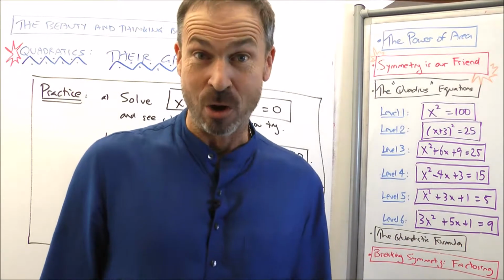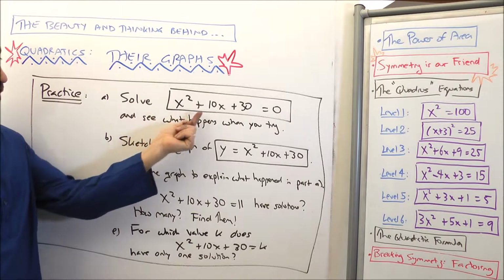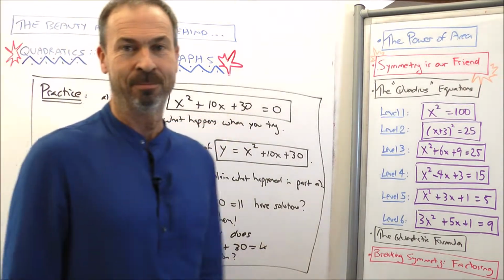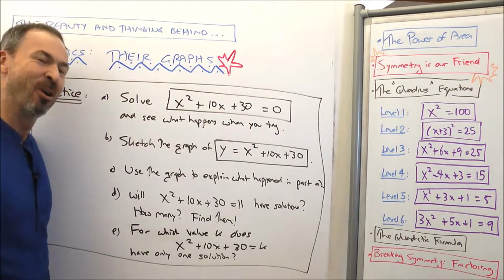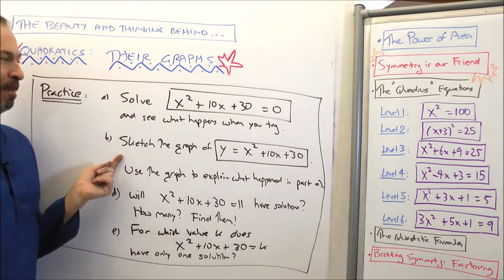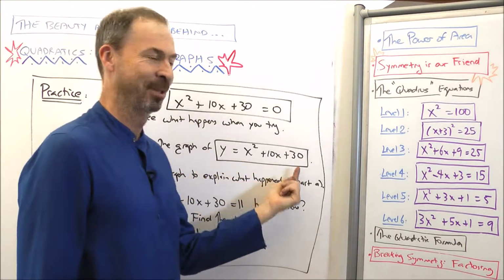Okay, here's a very long practice problem. Please start by solving x squared plus 10x plus 30 equals 0. Choose any method you like to solve it, and see what happens when you do try to solve it. Part B, then I'd like you to sketch the graph of y equals x squared plus 10x plus 30.